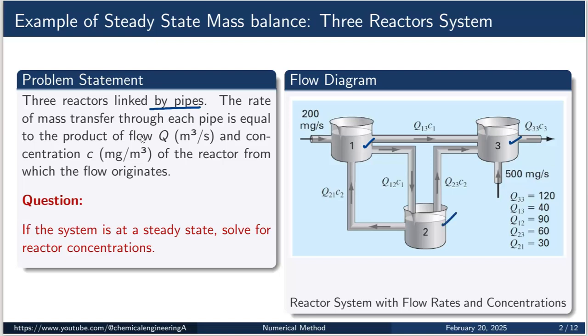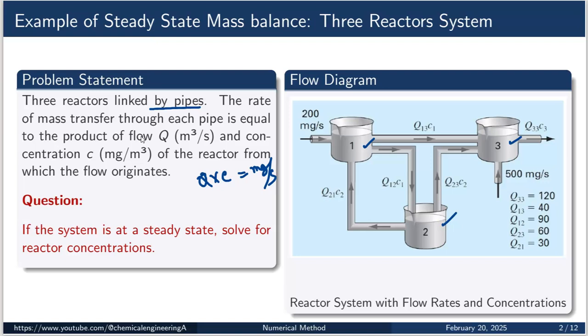The rate of mass transfer through each pipe is equal to the product of flow Q, that is meter cube per second, and concentration C, milligram per meter cube, of the reactor from which the flow originates. So here Q into C, that is, if you put the unit, mg per second. And the question is, if the system is at a steady state, solve for reactor concentration.